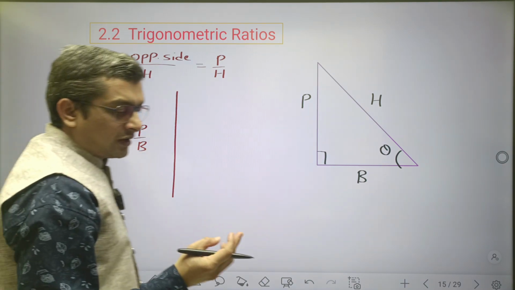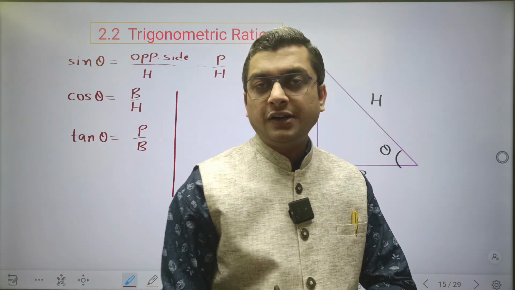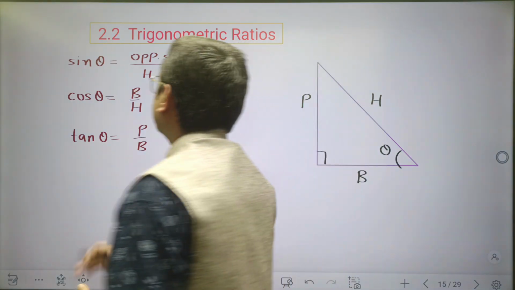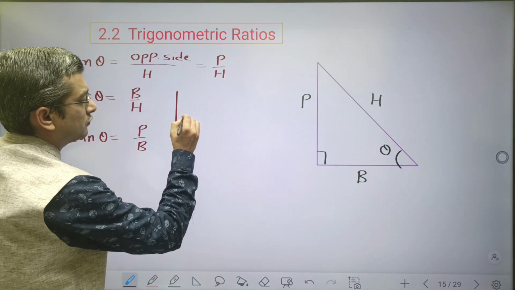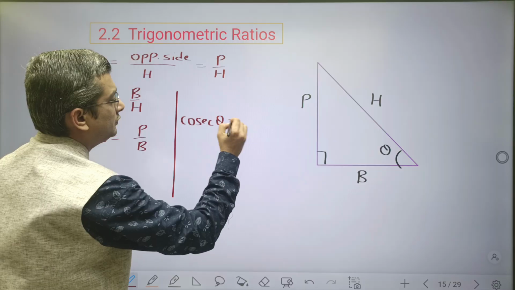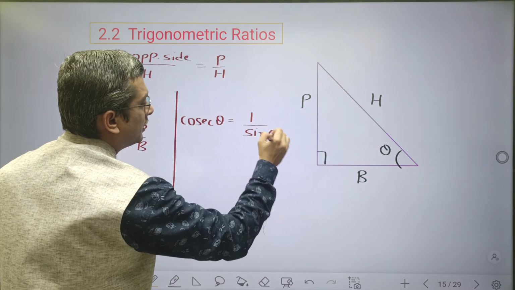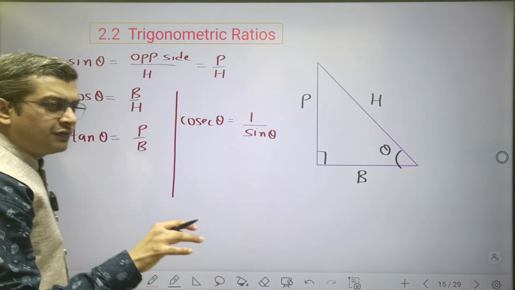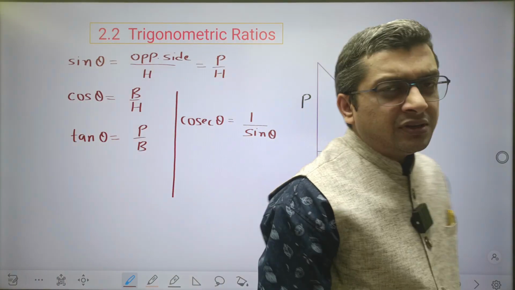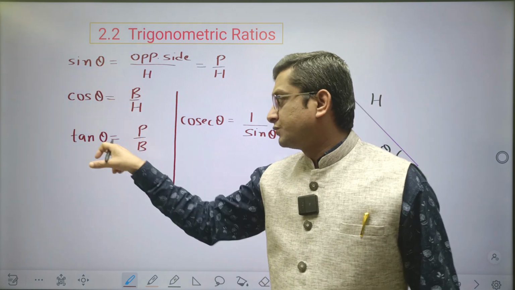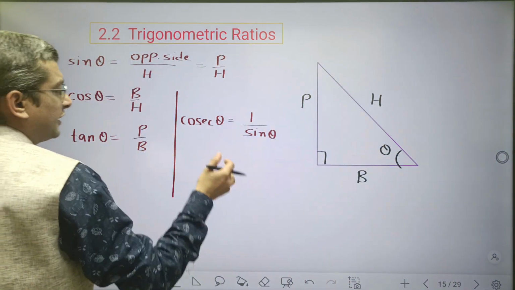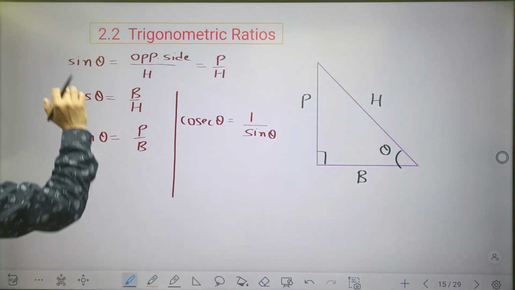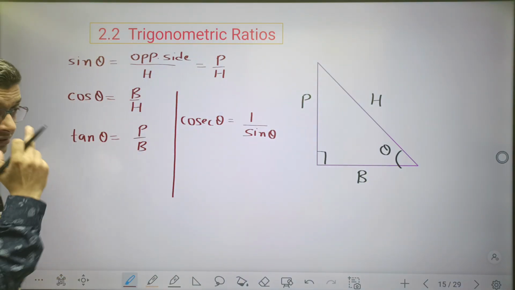Now, there are 3 trigonometric ratios, sine theta, cos theta, tan theta, that you already learned in class 10, and their inverses. 1 by sine theta is cosec theta. So what is cosec theta? That is 1 by sine theta. Sine theta is P by H, so cosec theta will be H by P. In physics, we have to bother about only these 3 ratios. Cosec theta, sec theta, and cot theta are rarely used. Most commonly used are sine theta, cos theta, and tan theta.